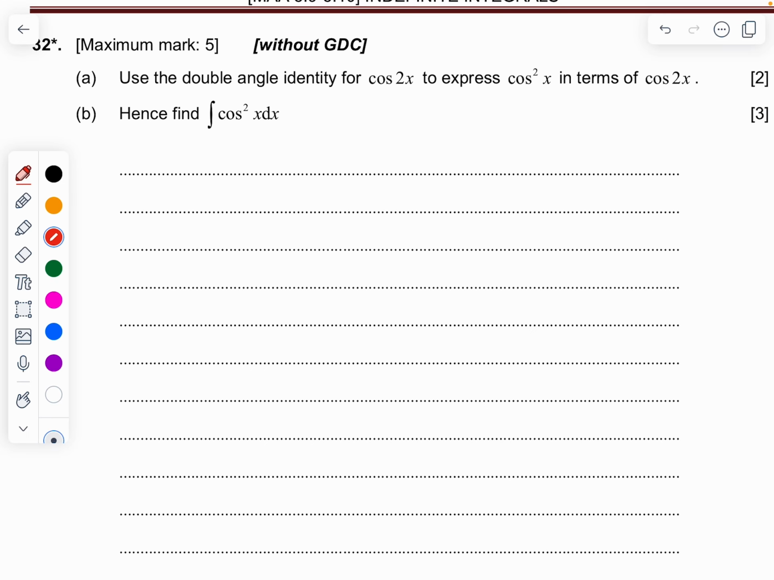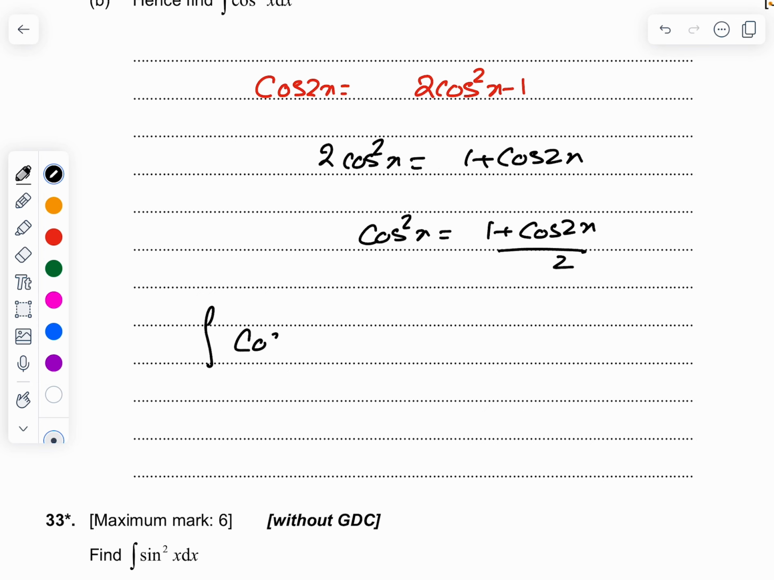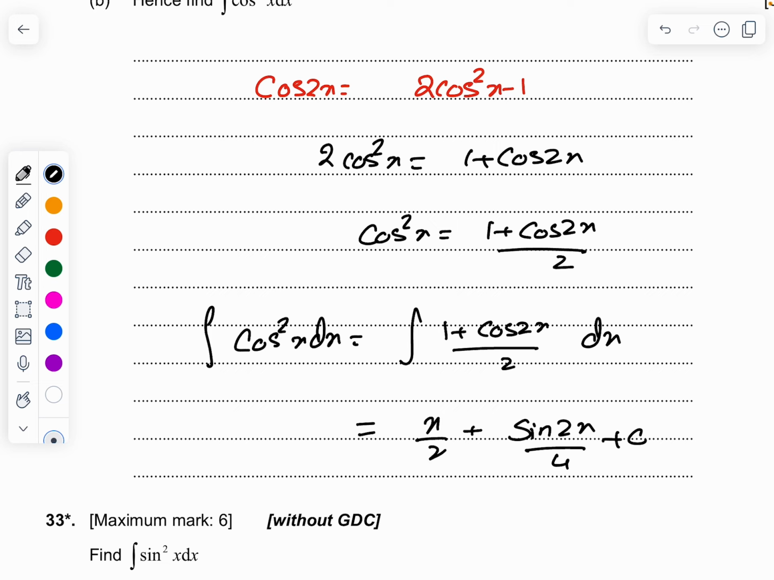Use the double angle identity for cosine 2x to express cos square x in terms of cos 2x. So cos 2x equals 2 cos square x minus 1. So from there 2 cos square x equals 1 plus cos 2x. So cos square x equals 1 plus cos 2x divided by 2. So integral of cos square x dx will become integral of 1 plus cos 2x divided by 2, which will become x upon 2 plus sine 2x divided by 4 plus c.